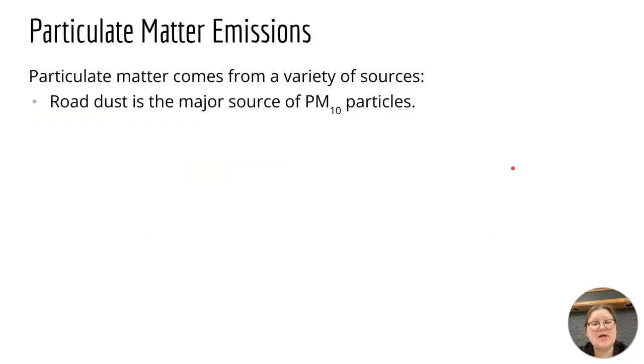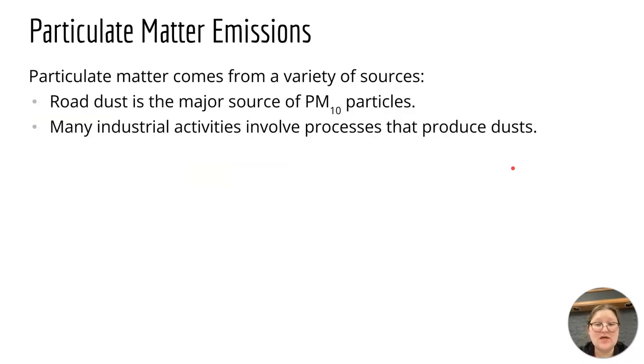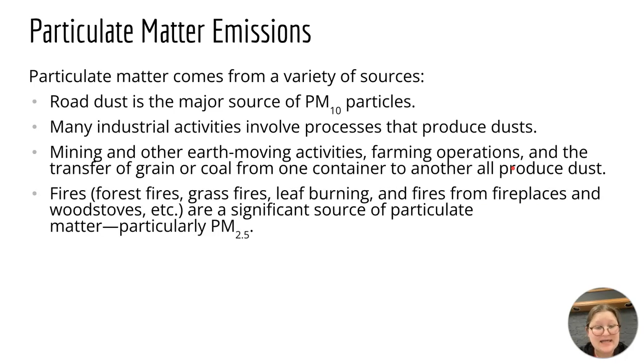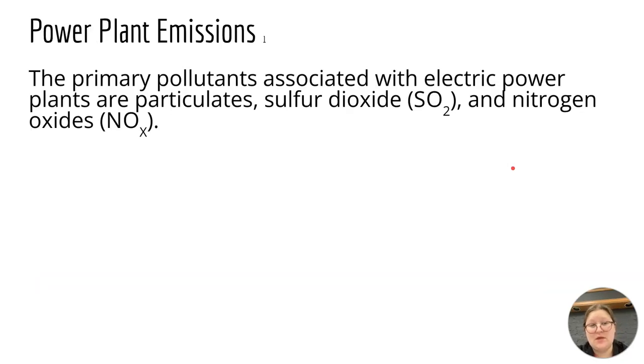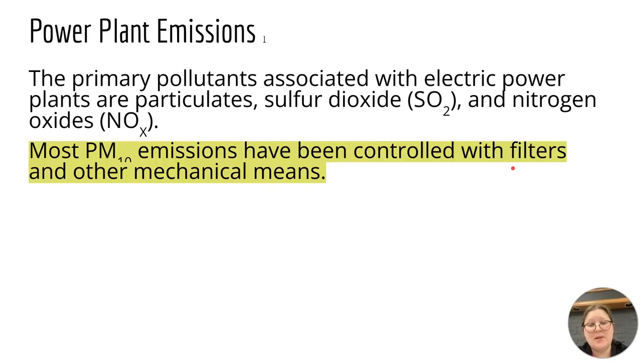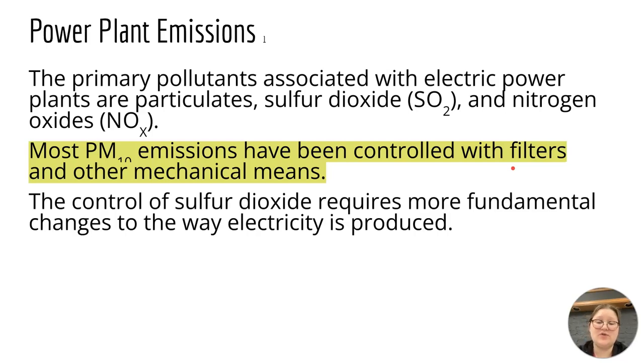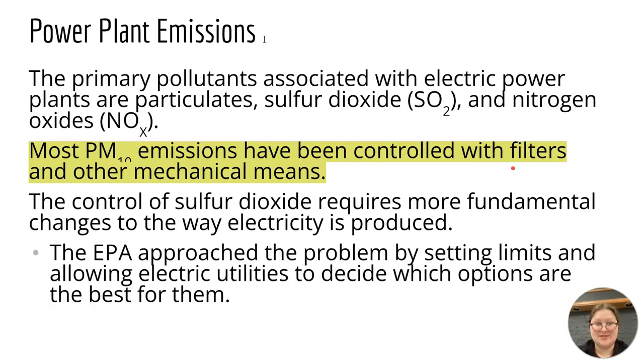Particulate matter comes from a lot of different sources like road dust, industrial activities, mining, fires, and burning fossil fuels, and there's been a reduction of about 40% for both. The primary pollutants associated with power plants are particulates, sulfur dioxide, and nitrogen oxides. Most particulate emissions have been controlled with filters, and the control of sulfur dioxide requires more fundamental changes to the way electricity is produced, like changing the source instead of coal, using something else.